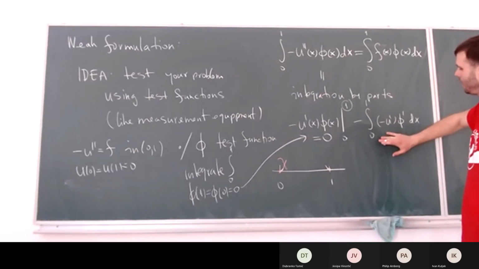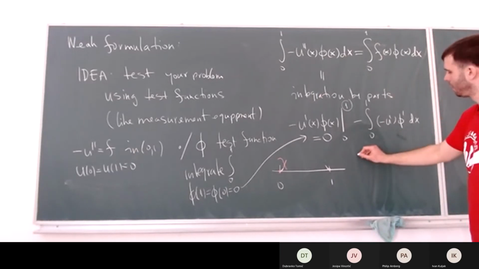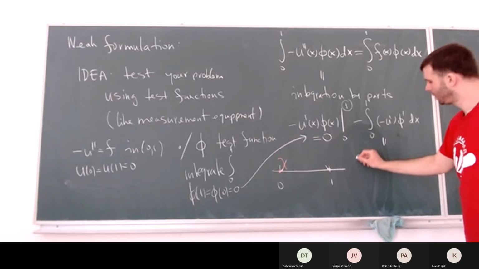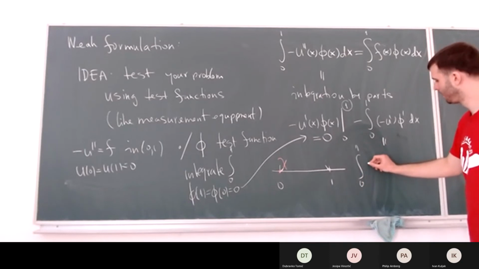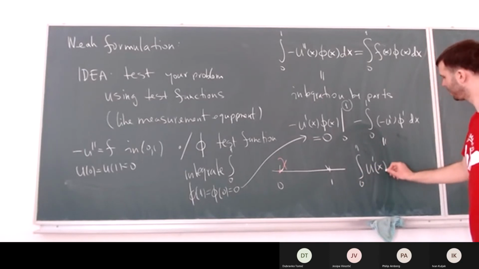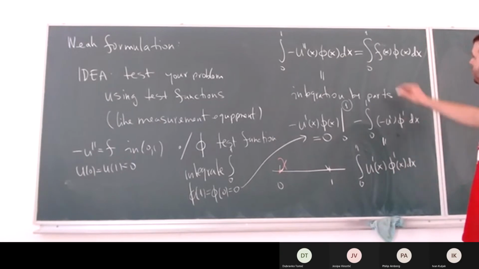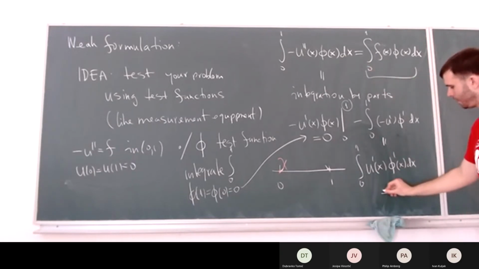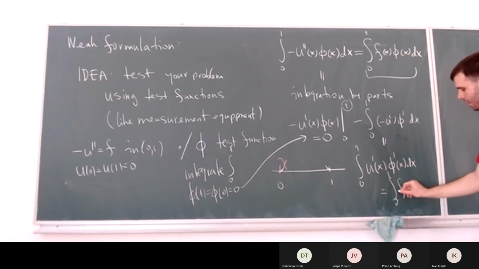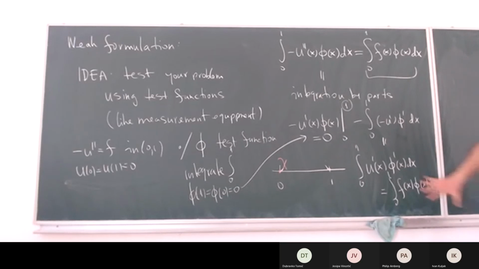And we're left with this portion, which is the integral from 0 to 1 of u prime of x phi prime of x dx, which is equal to the right-hand side, the integral from 0 to 1 of f of x phi of x dx. And this will be the problem we'll try to solve. This is called the weak formulation.